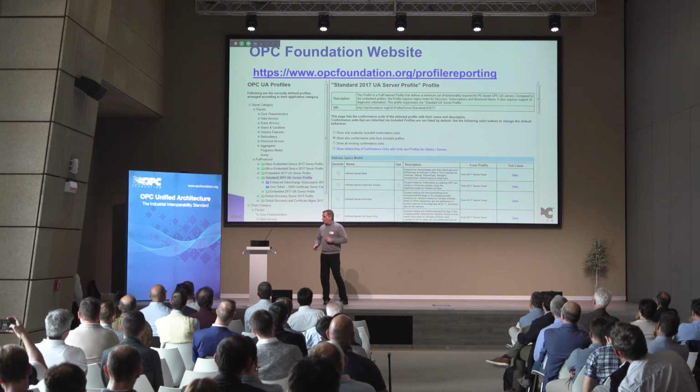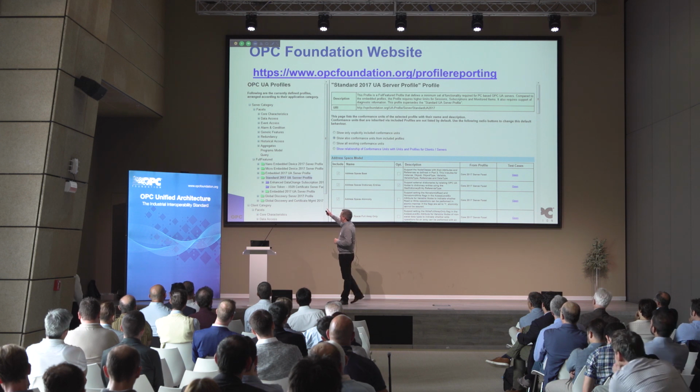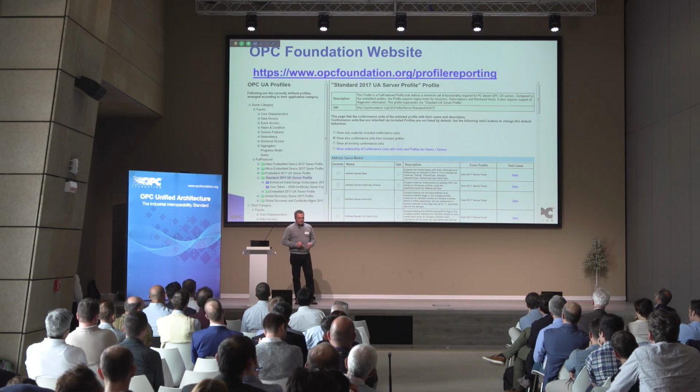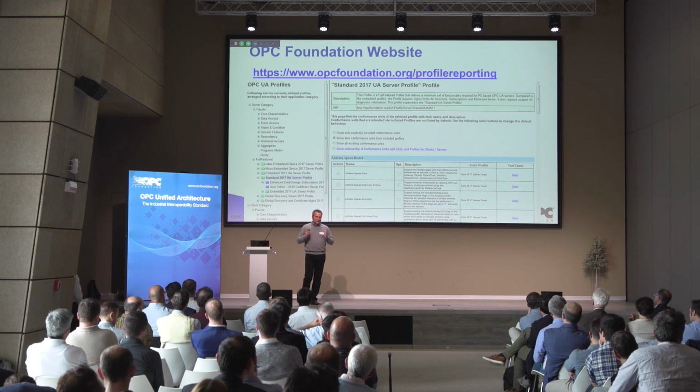As you can see here, we have a tree. You can drill down into the full-featured profiles for servers. I have selected here the standard UA server profile, and you can see it consists of the embedded server profile plus enhanced data change additional features. If you click on it, you can see the list of functionality, optional or mandatory, a description, and how this all composes together. And you can read what the server can do. Again, it's a lot of information, but it's a very precise description.